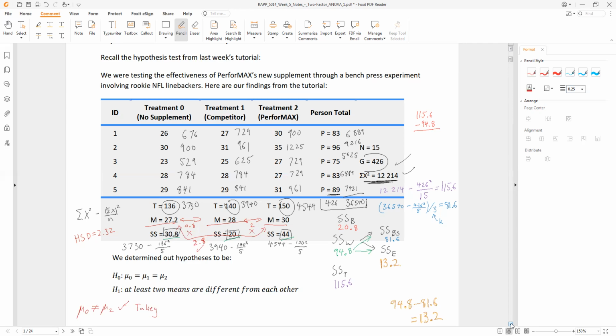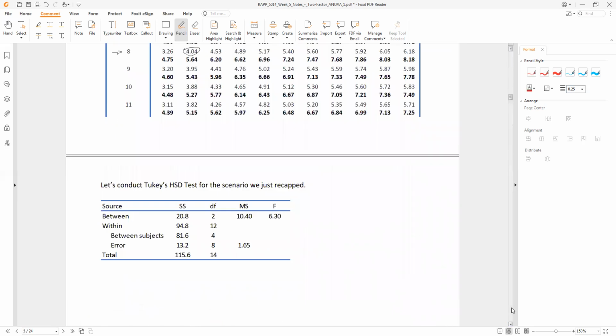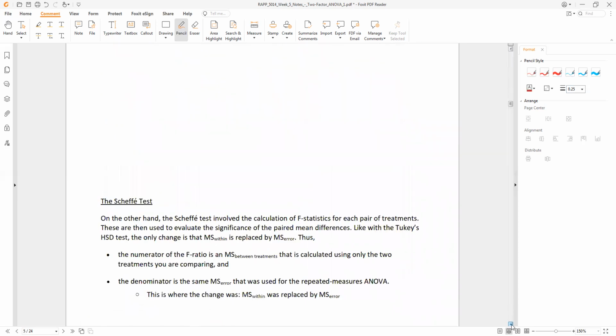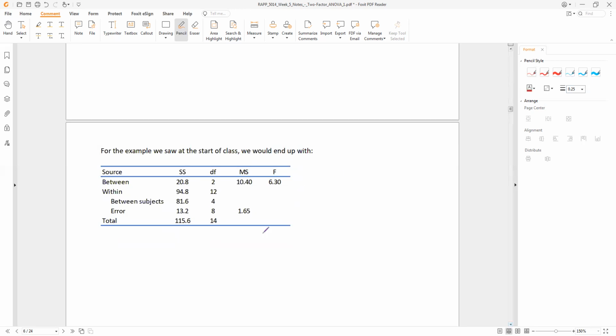And now we're going to do Scheffé. With Scheffé, we're just going to change the numerator to an MS between calculated using only the two treatments that we are comparing, with the same denominator as before. This is our table we already had. And what we're going to do is say, okay, what if we change this and that, and therefore that? Would it still be significant?